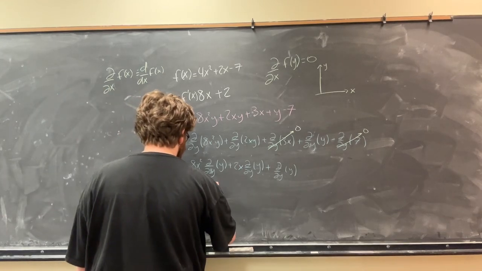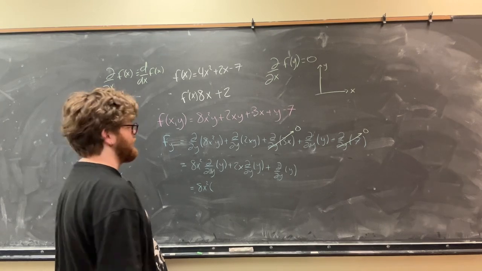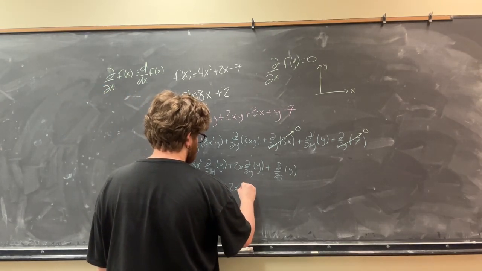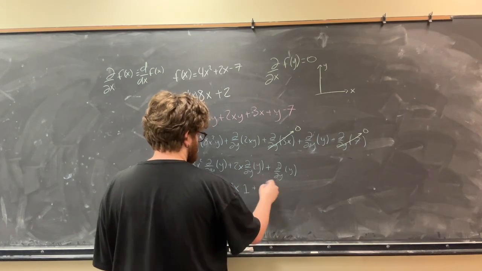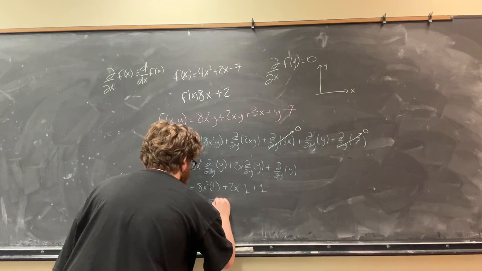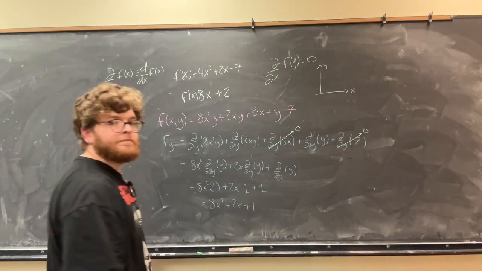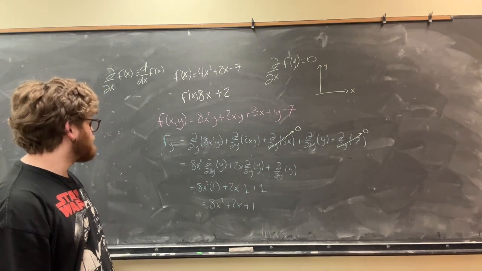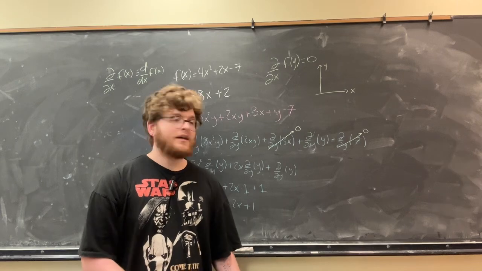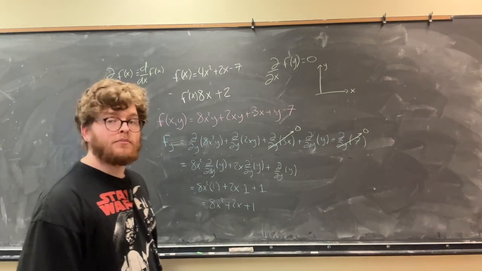This is going to be 8x squared times the partial with respect to y of y is 1, so times 1, plus 2x also times 1, plus 1. Cool. So this gives me 8x squared plus 2x plus 1. And that's my partial with respect to y of this function. So now we've seen how to take a partial with respect to y and a partial with respect to x. And that's how you do your first order partial derivatives.